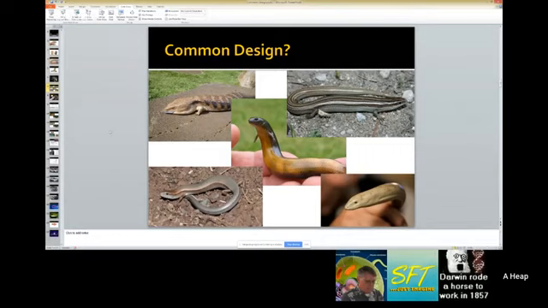They all have a very similar lifestyle. They're burrowing animals, which is why they've eventually lost these legs, because legs are more of a hindrance than anything when you're trying to dig underground. So there you have a common design. So you've got the skinks, but you've got an uncommon design. And we're going to explain that evolutionarily, if that's a word again.